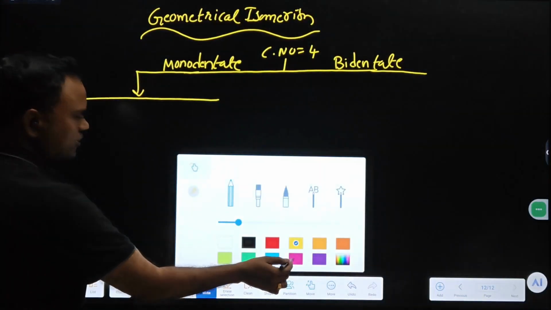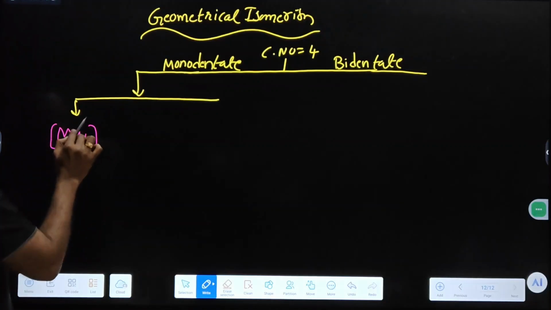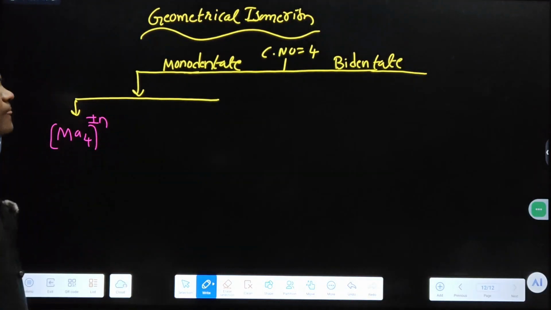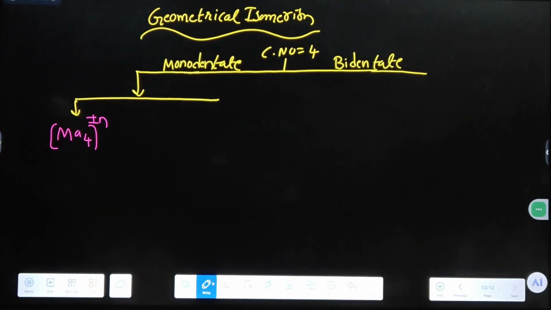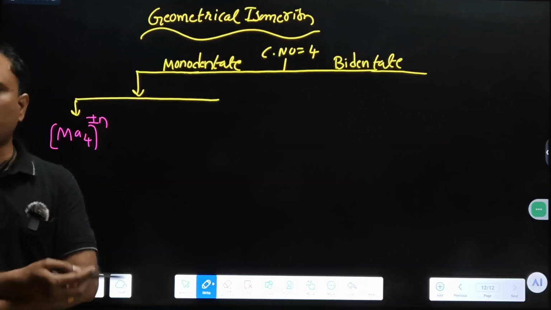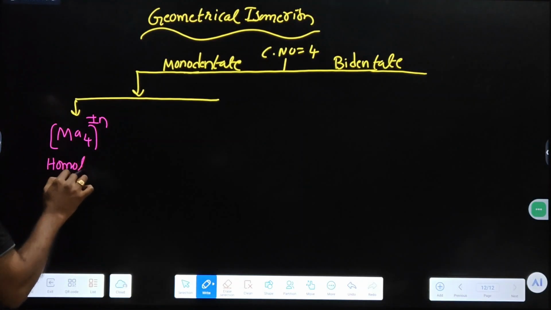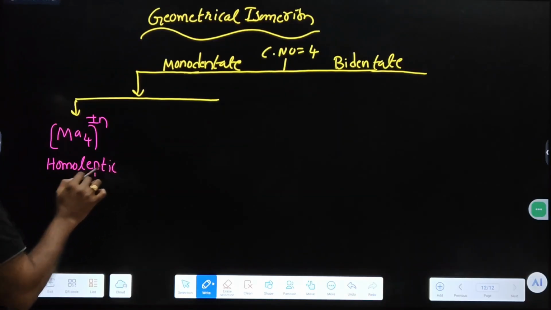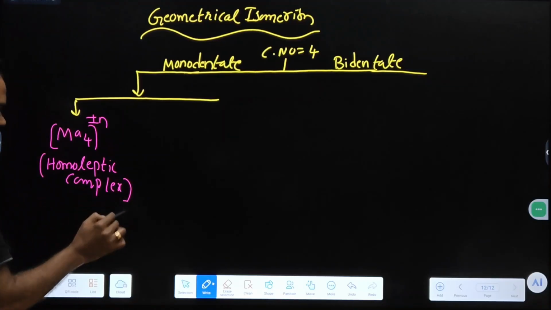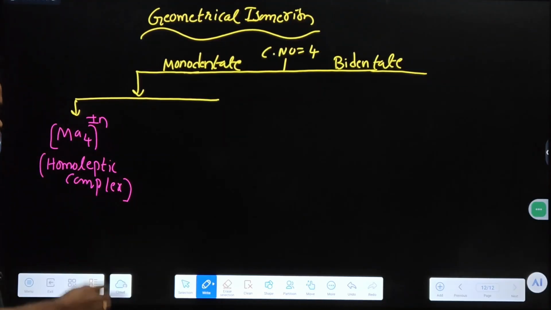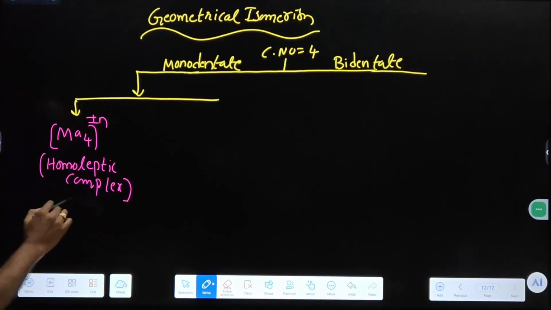Red color do not show, means orange. MA4 type complexes do not show geometrical isomerism. A4 means all ligands are same. Homoleptic complexes. Homoleptic means, what is homoleptic, Sweta? Same kind of ligands. Example, NiCl4, 4 chlorines.